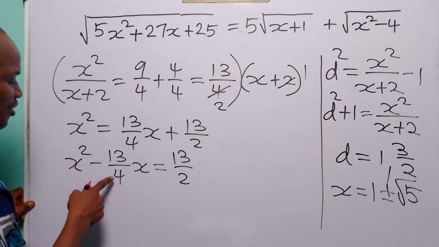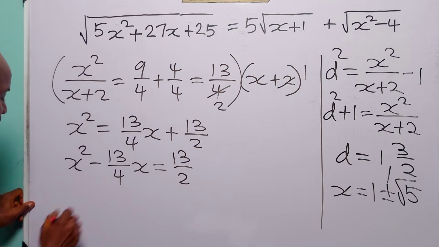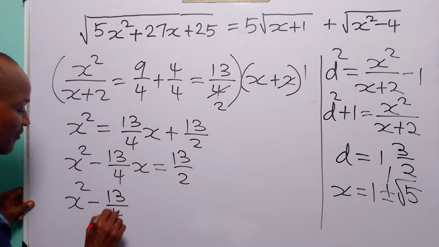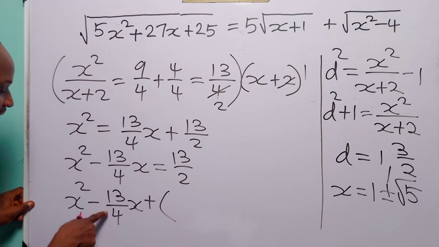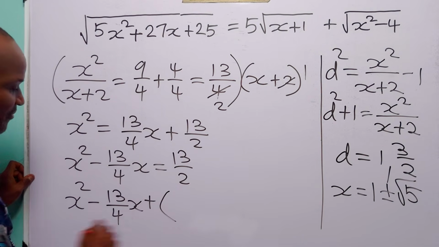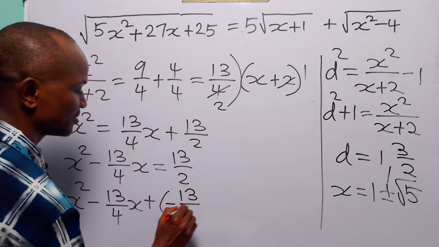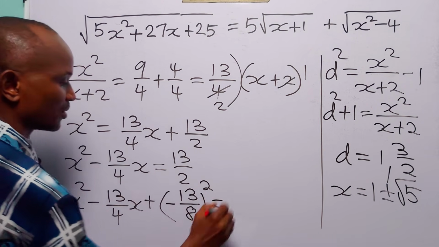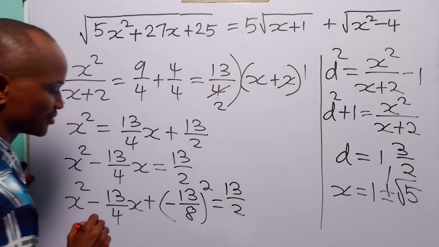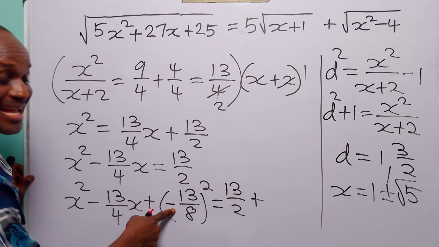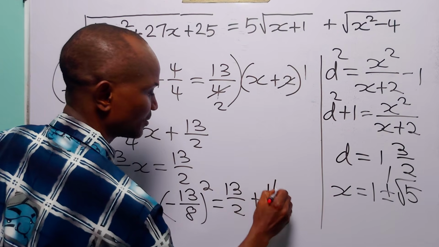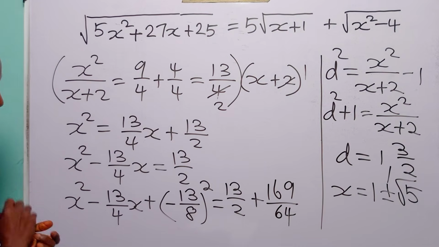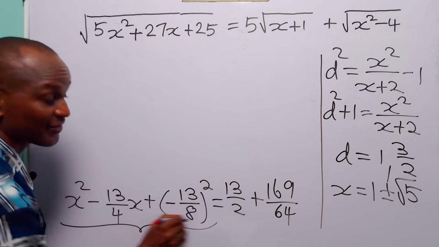Now, once more, let us complete the square on the left-hand side. When we do that, we have x squared minus 13 over 4x plus half of minus 13 over 4, which is minus 13 over 8. Now, this is squared, and this is equal to 13 over 2 plus minus 13 over 8 squared, which is 169 over 64. Now, this is a perfect square.